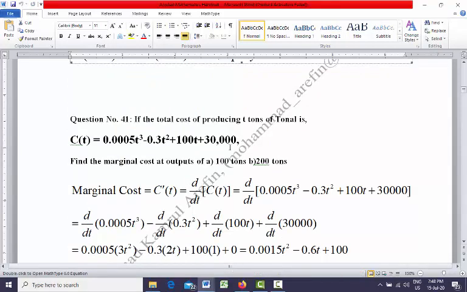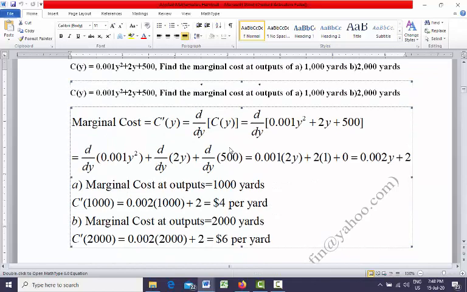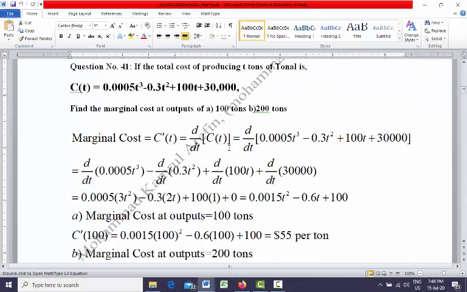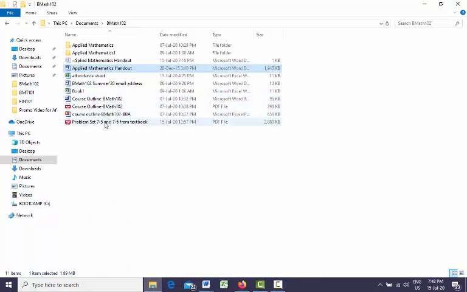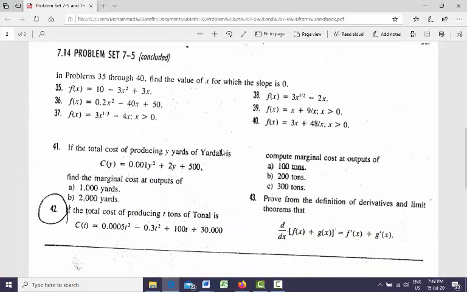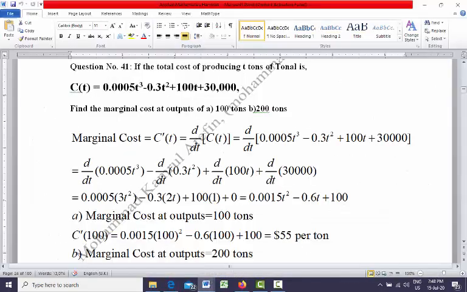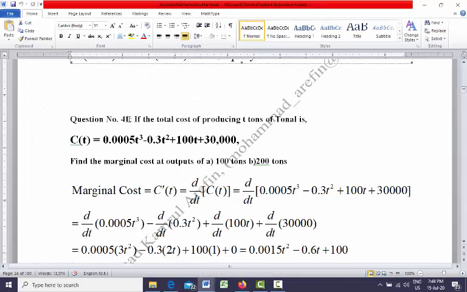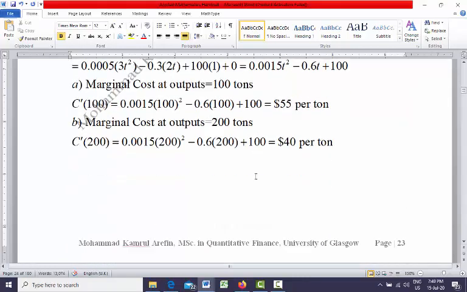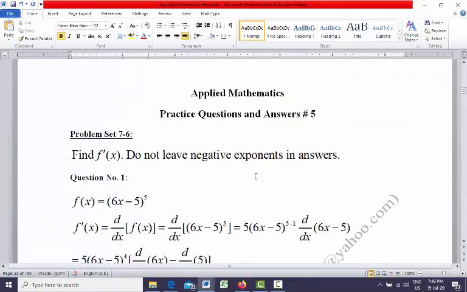Okay. You solve question number 40, you solve question number 42. You solve question number 42 at home. This is the same problem as before, a similar problem. So you solve it at your home.